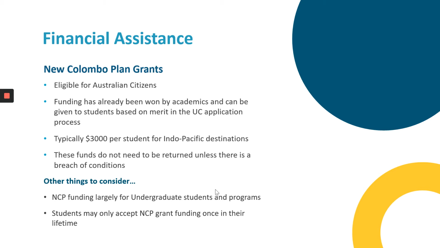There's so much financial assistance available to you for a faculty study tour. First and foremost, there are New Colombo Plan grants. These are for Australian citizens, and the funding has already been won by our academics and can be given to students based on merit in the UC application process. Typically, this is around $3,000 per student, and it's for Indo-Pacific destinations. These funds do not need to be returned unless there is a breach of conditions.